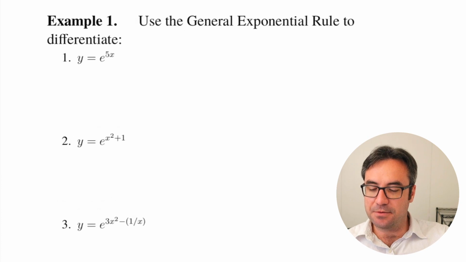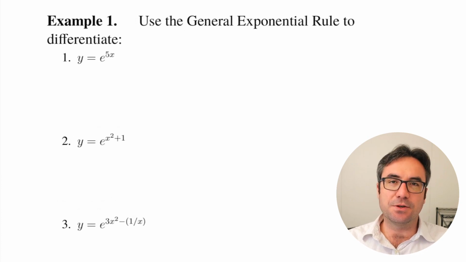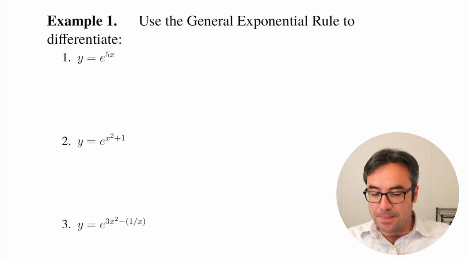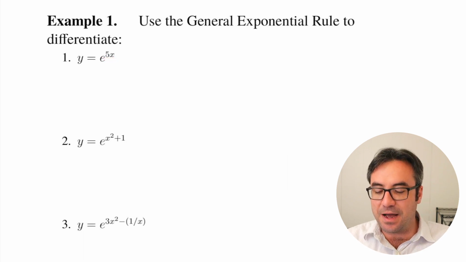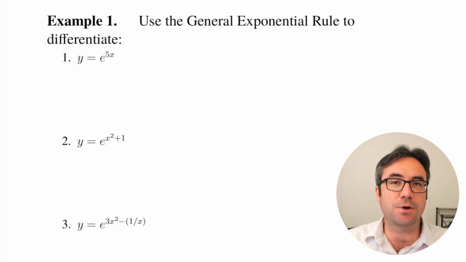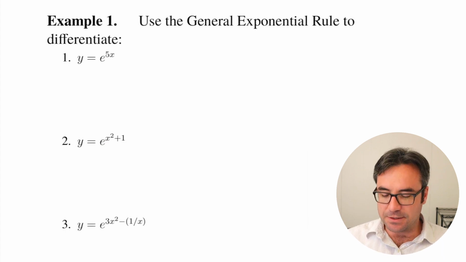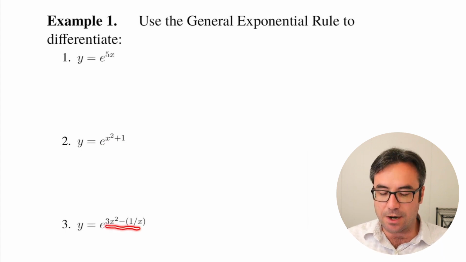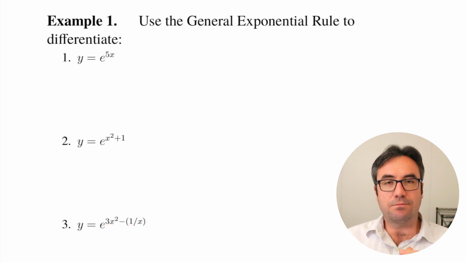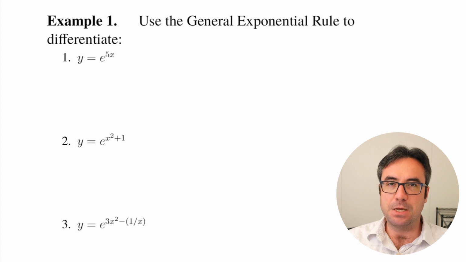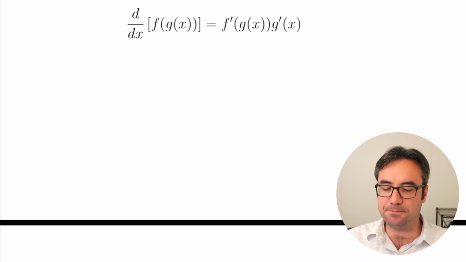Let's look at some of the functions in example 1. All of these are exponential functions, but there's more going on in the exponent for all of these. We might have 5x, so a little bit more than just x. Maybe we have something more complicated, like x squared plus 1 in the exponent, or maybe it gets way out of hand and we have something like 3x squared minus 1 over x up in the exponent. And we're going to see how the chain rule helps us differentiate every single one of these.